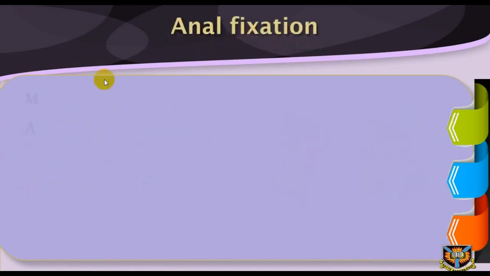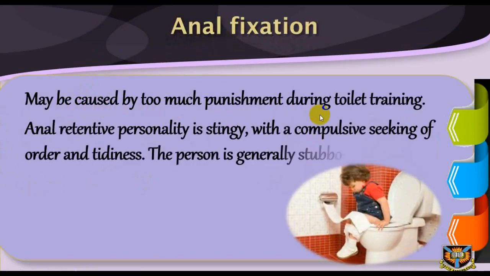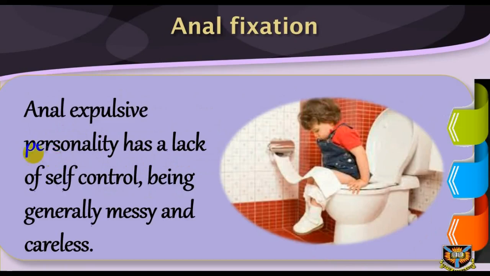Anal fixation. This may be caused by too much punishment during toilet training. It has two possible outcomes. The anal retentive personality is stingy, with a compulsive seeking of order and tidiness. The person is generally stubborn and perfectionist. The anal expulsive personality is the opposite of the anal retentive personality and has a lack of self-control, being generally messy and careless.